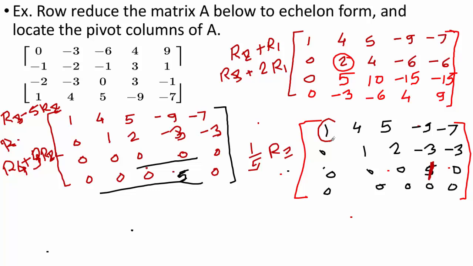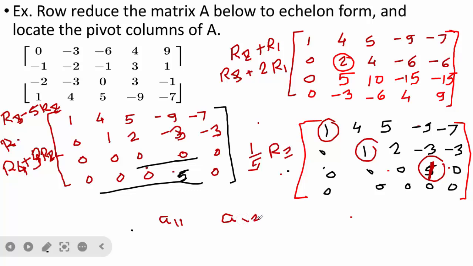This is the first pivot position, this is the second pivot position, and this is the third pivot position. The first pivot position is at place A11. The second pivot position is at place A22. And the third pivot position is at place A34. And the first column is a pivot column, the second column is a pivot column, and the fourth column is a pivot column.